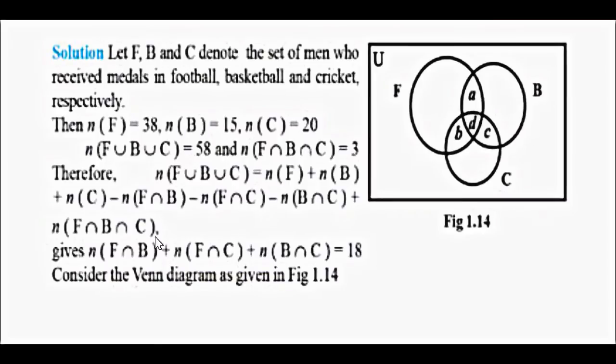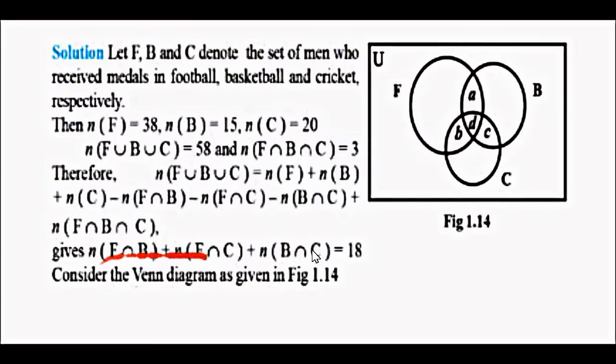We know this formula. We'll place these values. The football F is 38 given. The basketball is 15. The cricket is 20. And the union of F union B union C is 58. The intersection is 3, because 3 medals have been given to those who got all 3. Let us place it in this expression: n(F union B union C) is equal to n(F) plus n(B) plus n(C) minus n(F intersection B) minus n(F intersection C) minus n(B intersection C) plus n(F intersection B intersection C), and we find that the answer will come as 18.